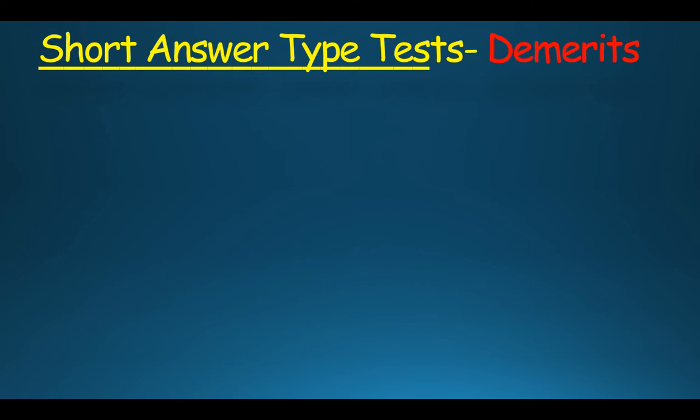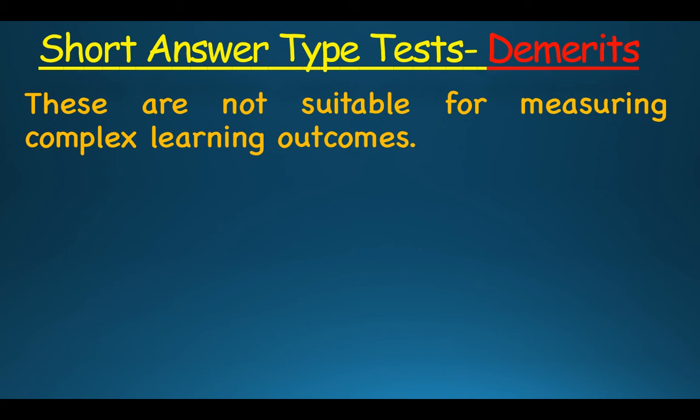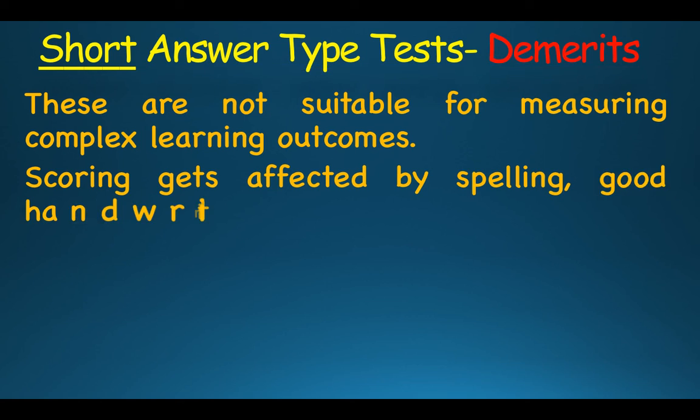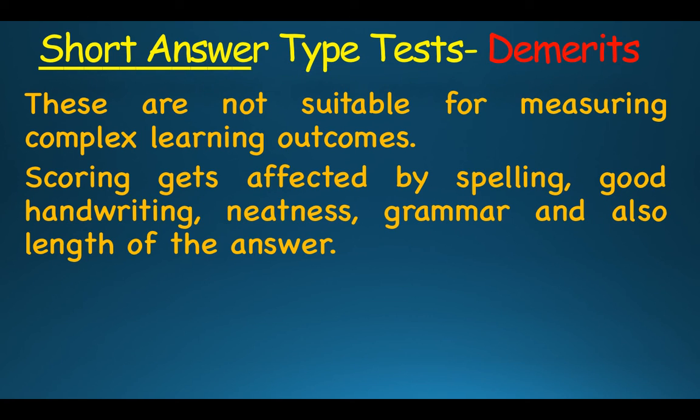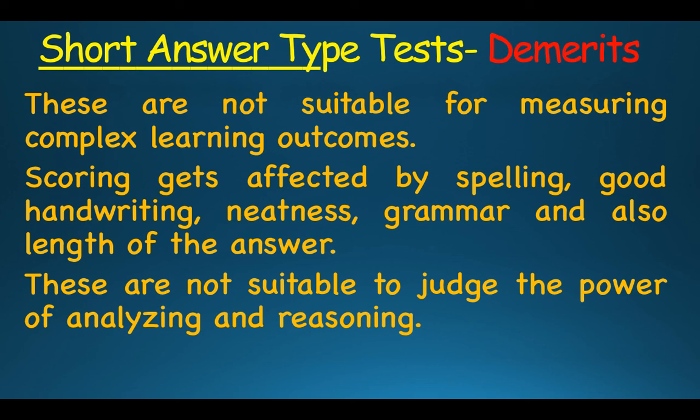As far as demerits are concerned, there is no significant demerit of these short answer type questions, but they are not suitable for measuring complex behaviors. As I have already said, they measure simple learning outcomes, not complex ones. And as far as scoring is concerned, like in essay type questions, here the scoring is also affected by good handwriting, neatness of the paper, grammar, and spelling mistakes. These can affect the scoring of the answer sheet, and these questions are not suitable for judging the power of analyzing and reasoning of the student. We can judge that in essay type questions.